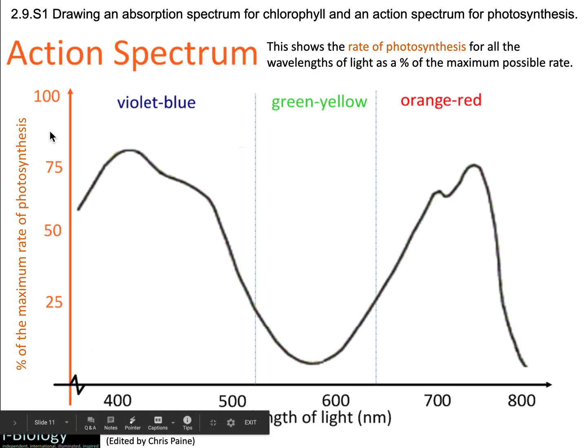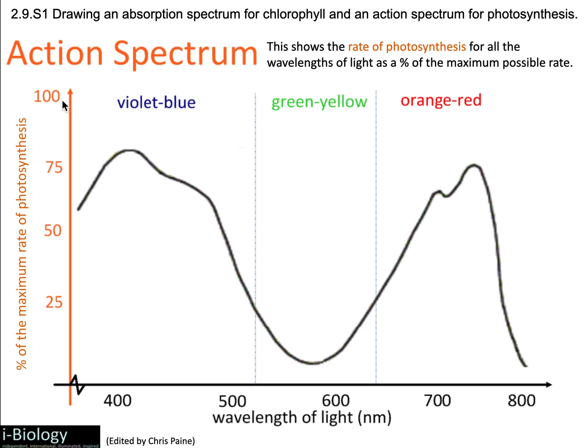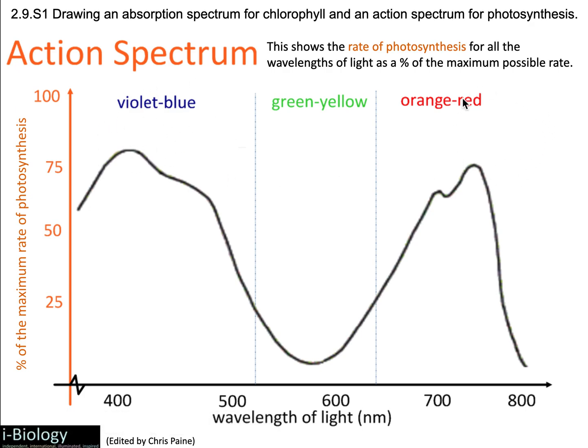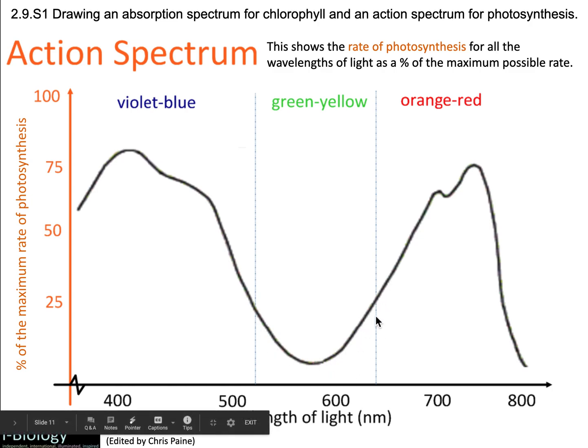Here you can see on the y-axis, it's the percent, up to 100, of the maximum rate of photosynthesis. And here you're seeing the wavelengths from short to long. Remember, violet and blue are usually in the shorter category, where orange and red are in the longer categories, and it goes in order like a rainbow: violet, blue, green, yellow, orange, and red. Notice that there is less photosynthesis in the green, yellow, middle range category.